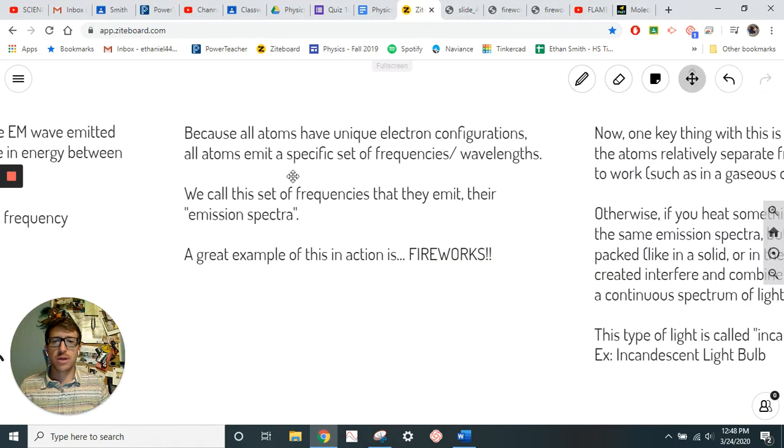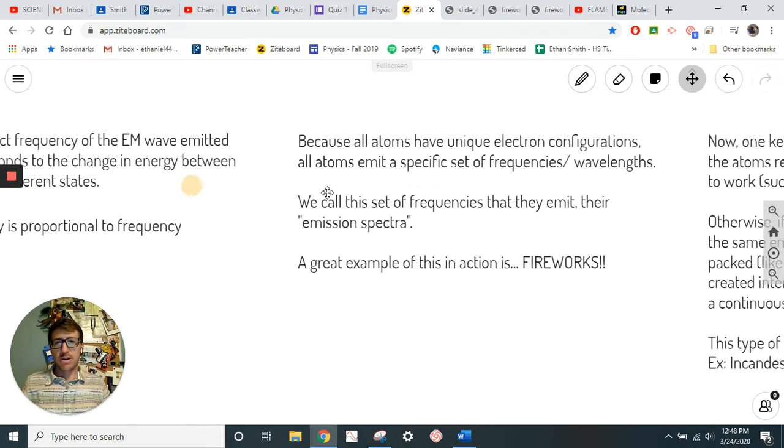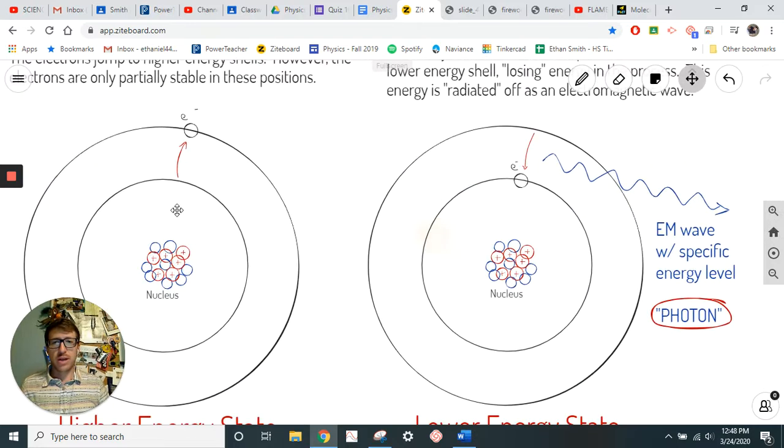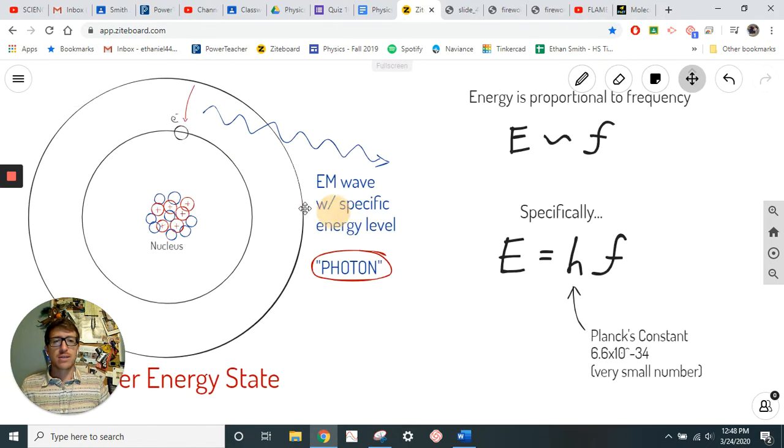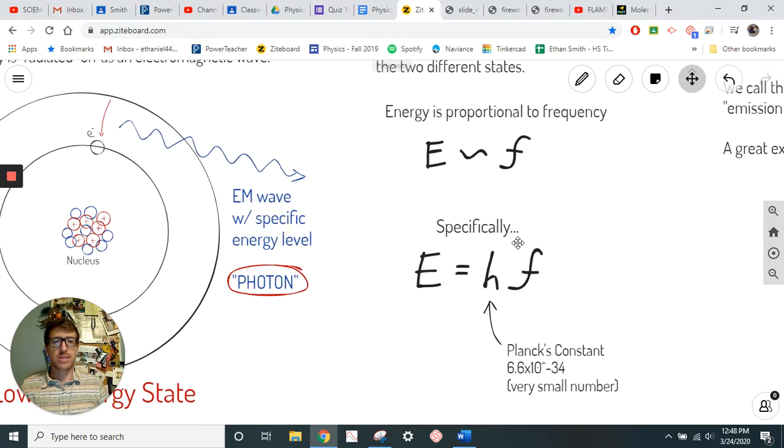It's all due to this idea that each atom has a unique emission spectra based on how their electrons are jumping out and back between these shells. The energy level difference between those shells determines the frequency that we end up with, and the frequency determines the electromagnetic wave that we have.